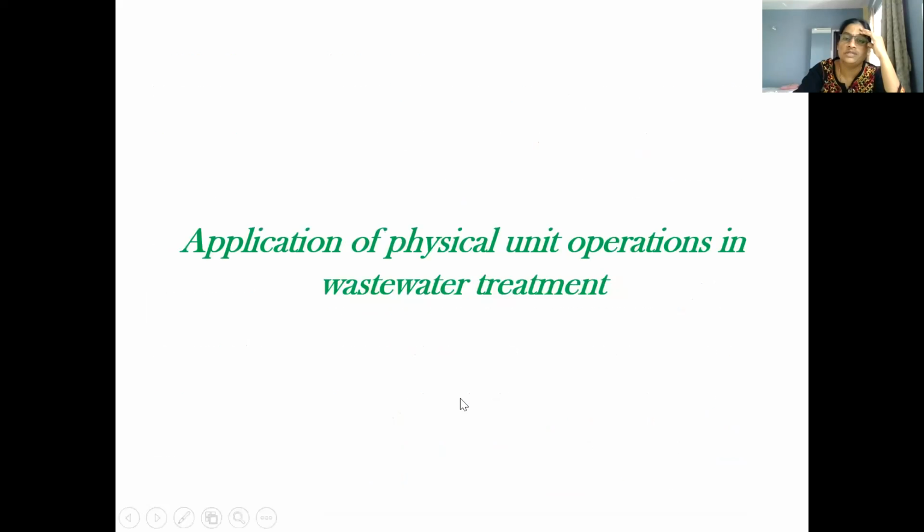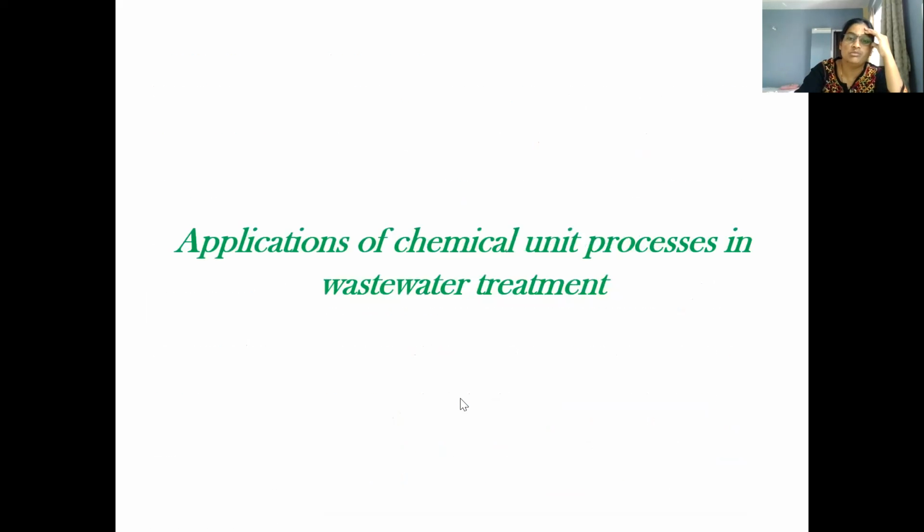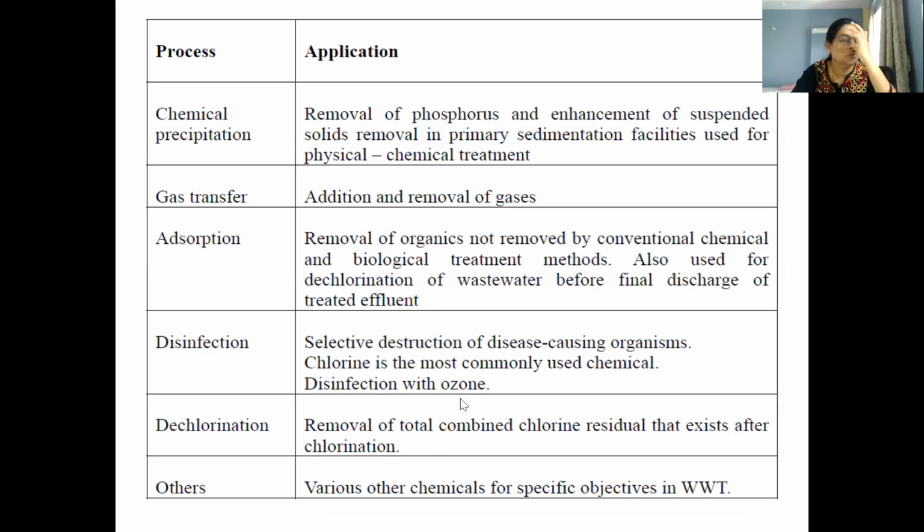So these are the physical unit operations, and now we'll see the chemical unit operations. First is chemical precipitation. For the removal of phosphorus and enhancement of suspended solids removal in the primary sedimentation facility, chemical treatment is used. The way I told you just now, addition of coagulants will help to convert the fine particles into larger ones, and because of that conversion, they will be removed.